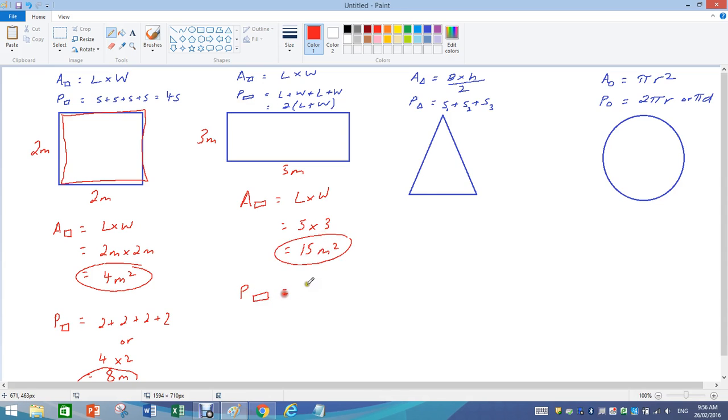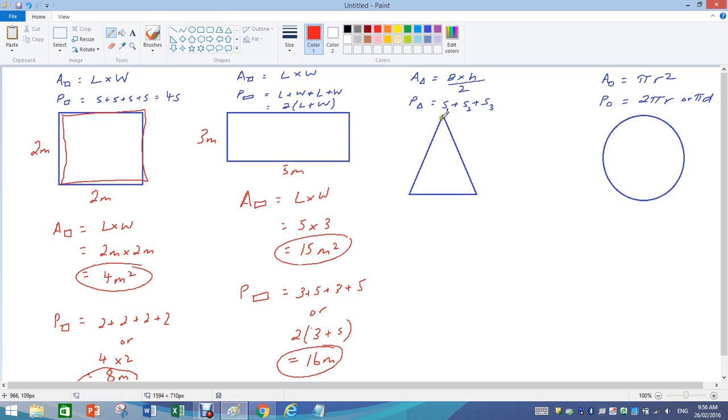The perimeter of a rectangle is length plus width plus length plus width. So 5 plus 3 is 8, plus 5, 13, plus 3 more, 16. Or you can just add a length and a width together, so 3 plus 5, and then double it because the other sides are the same. Okay, so it's 3 plus 5 plus 3 plus 5, or 2 times 3 plus 5. Either way, it equals 16 meters.